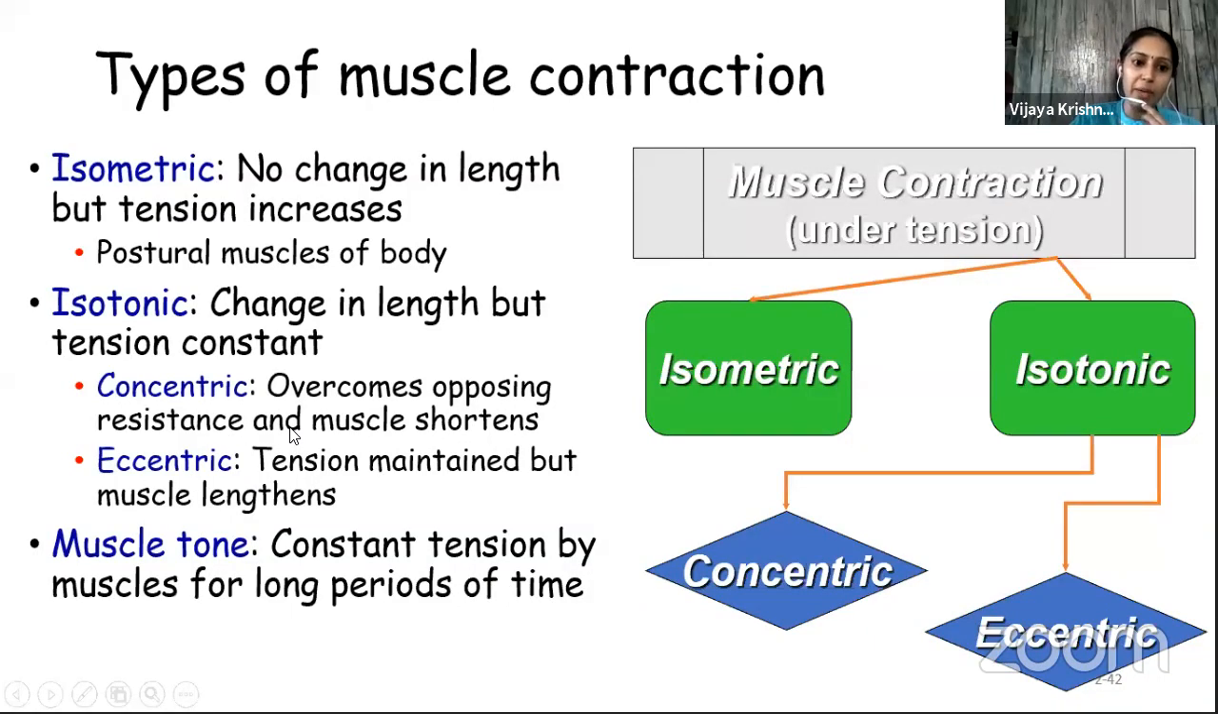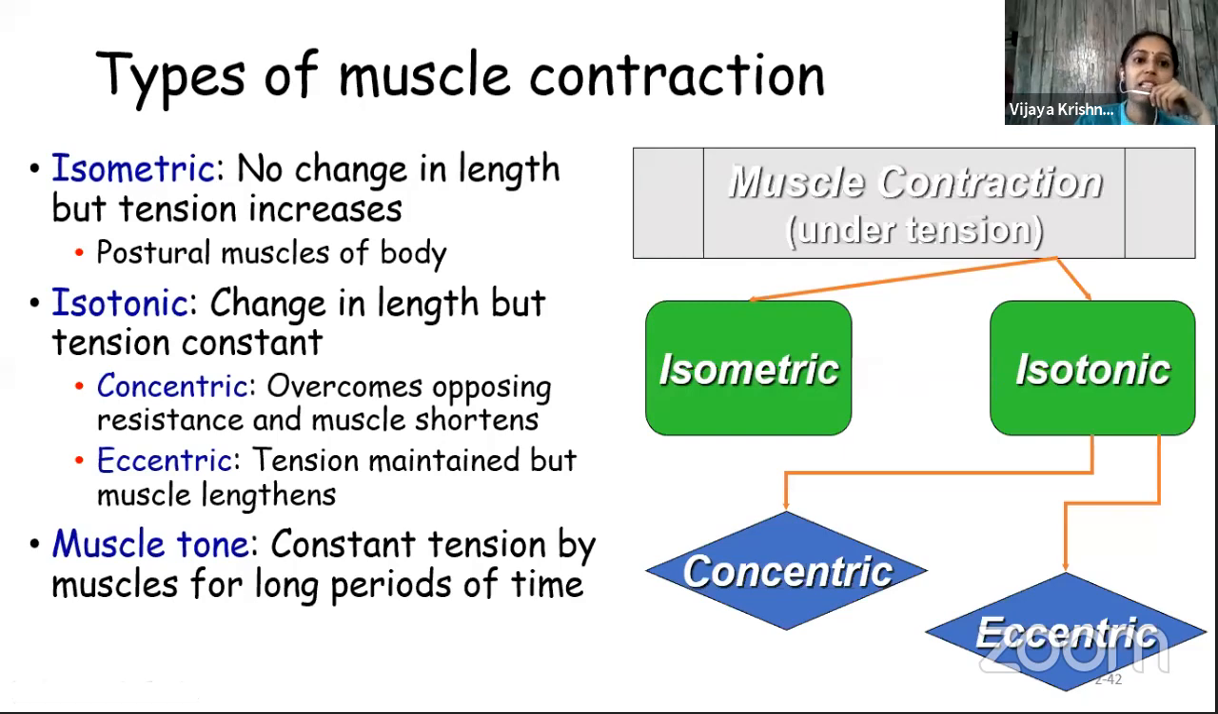Now, an example of concentric muscle contraction is when you lift a dumbbell. So when the biceps is moving, when the forearm is moving towards the arm, there is elbow flexion, a concentric muscle contraction. Now, when you bring that same dumbbell down in a controlled motion, it is known as an eccentric contraction. So these are the various types of muscle contractions that we see in our daily life.